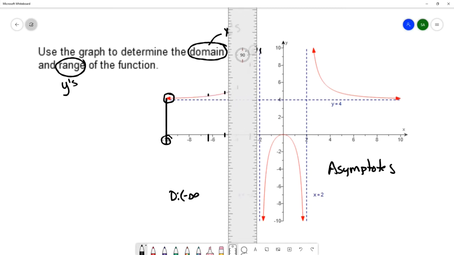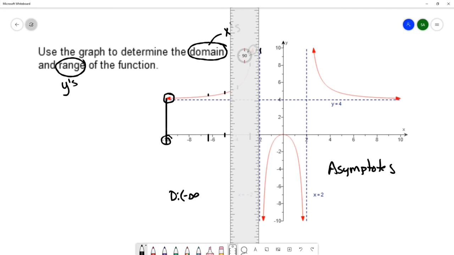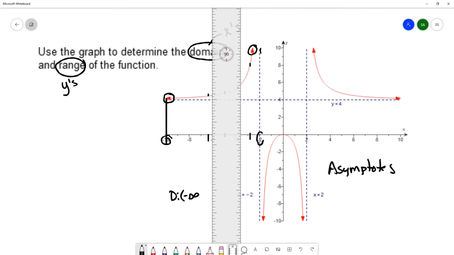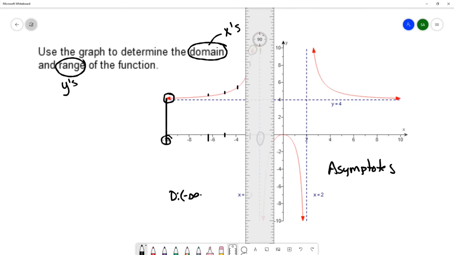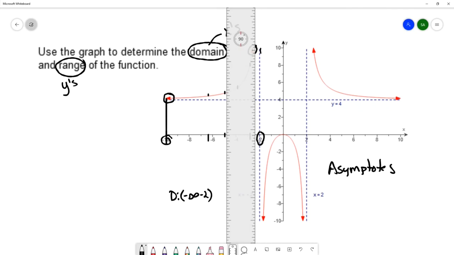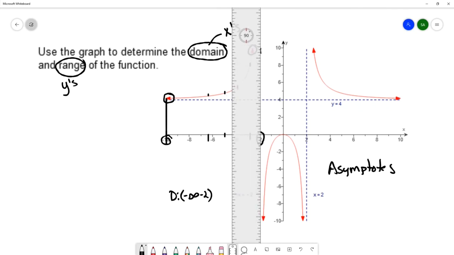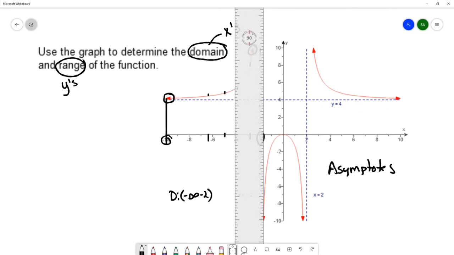However, that line is a stopping point. The arrow will never reach the line, and so that means that -2 is not part of the domain. So we are going to stop our domain at -2. Then when we move past that vertical line, we can see down here on the graph that the ruler is touching, which means those x values are part of the domain.